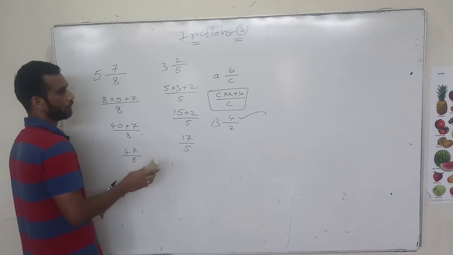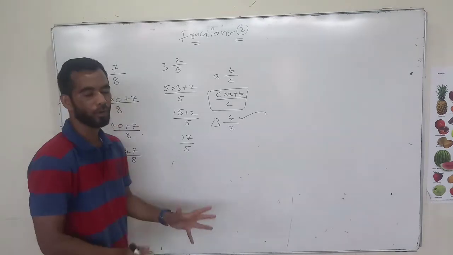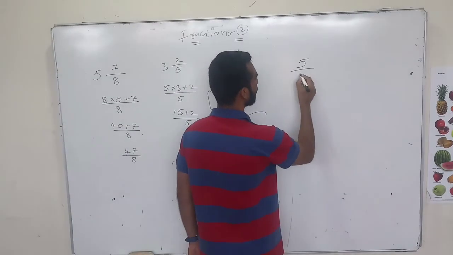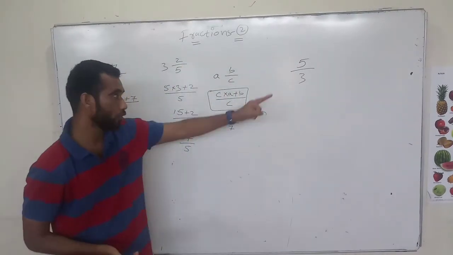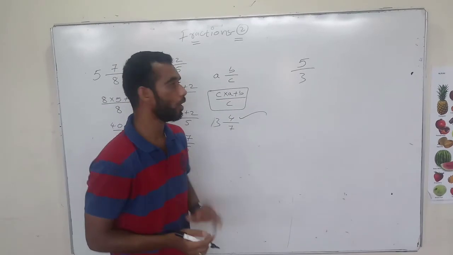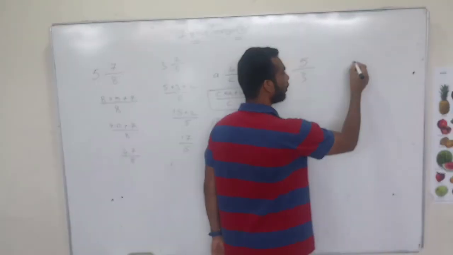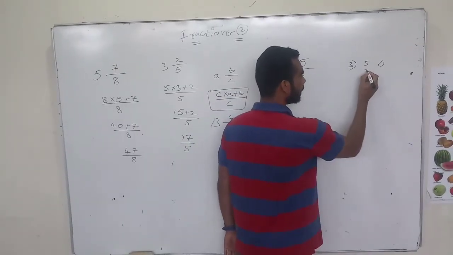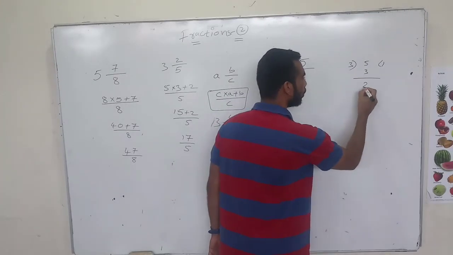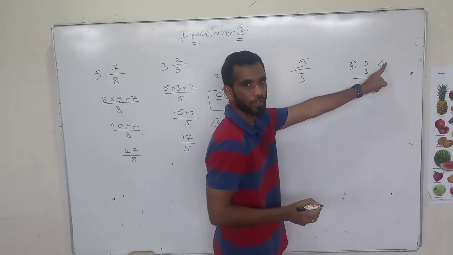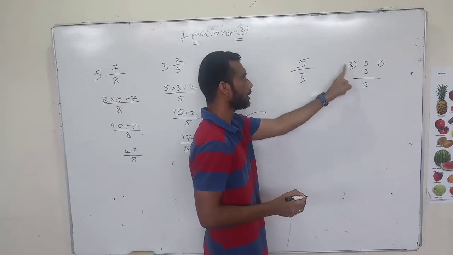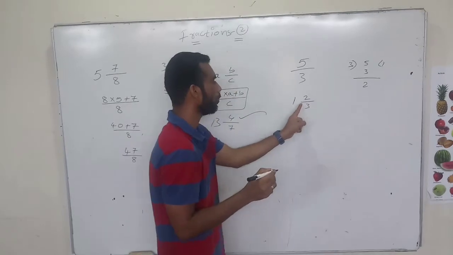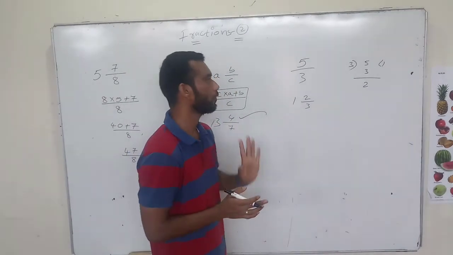Now, how to convert an improper fraction to a mixed fraction? It is an improper fraction because the numerator is big and the denominator is small. Now always go for division. 3 ones are, how much will it be? 3. What remains? 2. So how will you write? First you write the quotient, then the remainder over the denominator: 1 2/3. Is it a mixed fraction? Yes, of course it is.